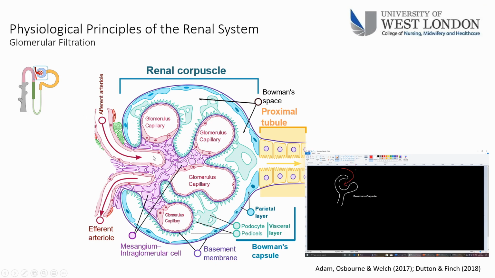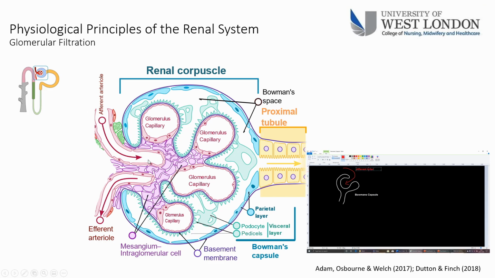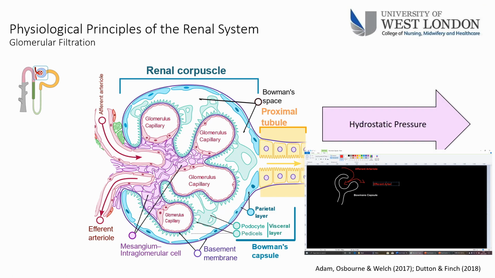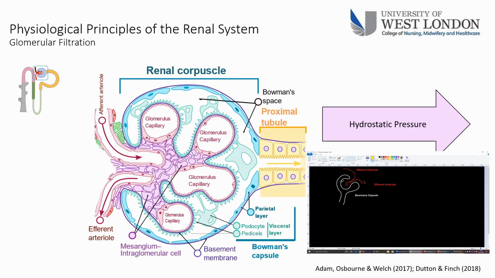As you can see here, you have the blood vessels that innervate the Bowman's capsule. You have an afferent arteriole and an efferent arteriole. The afferent arteriole brings blood into the Bowman's capsule, and the efferent arteriole takes blood out of the Bowman's capsule. The afferent arteriole and the efferent arteriole combine to make the glomerulus. Normally, the afferent arteriole carries blood from the heart. The heart pumps at a very high rate, at high pressure, which causes a hydrostatic pressure, forcing the blood to move across the membrane.